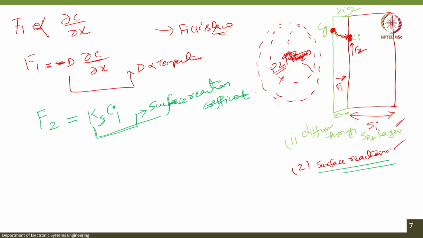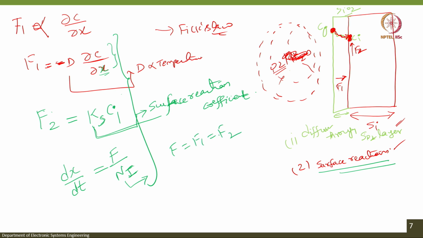Now, you can see only the partial differential equation in terms of the lengths. Now, what about the time? So, this is the final equation: the rate of change of silicon dioxide that is formed is F by Ni. This Ni is the number of oxygen atoms that are incorporated in the silicon dioxide formation. This F is either F1 or F2. Why is it F1 or F2? Because in equilibrium these F1 and F2 should balance each other.